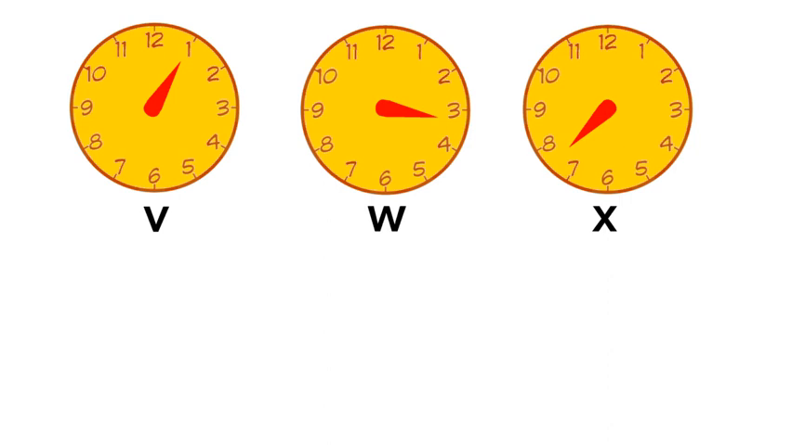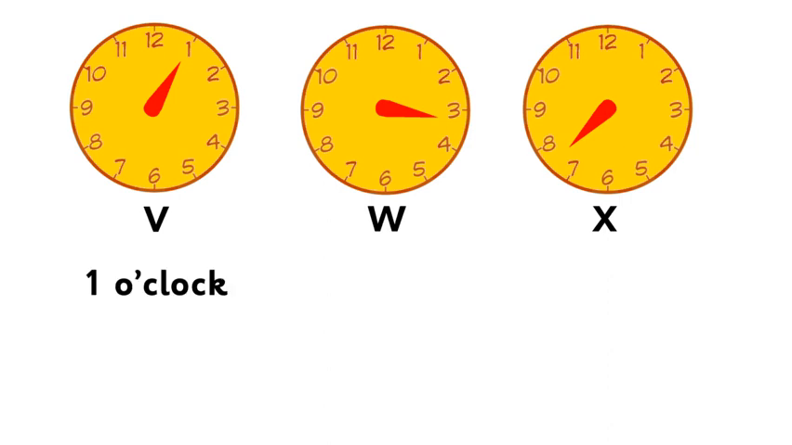Here are V, W, and X. Look carefully at where the hour hand is pointing. Is it pointing straight at a number for o'clock? Or is it pointing right in between, halfway between two numbers for half past? Or is it just past that number for quarter past? What time do you think V shows?